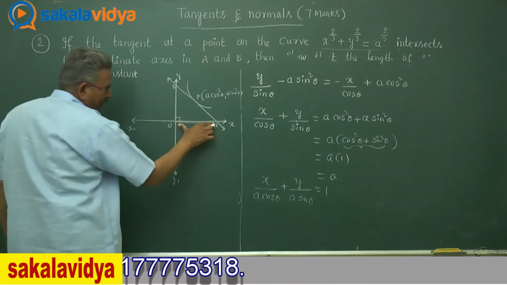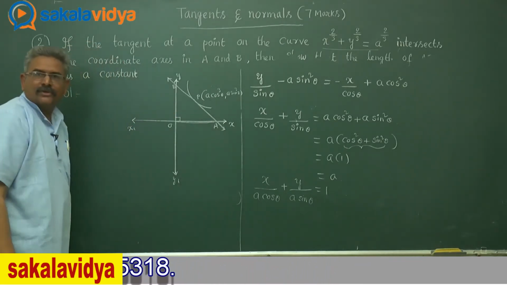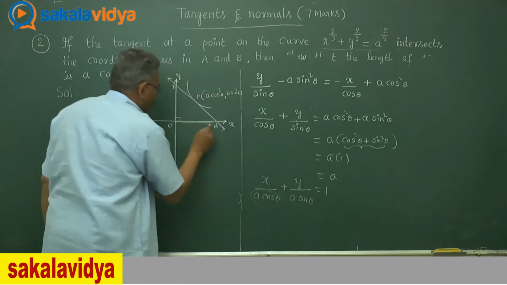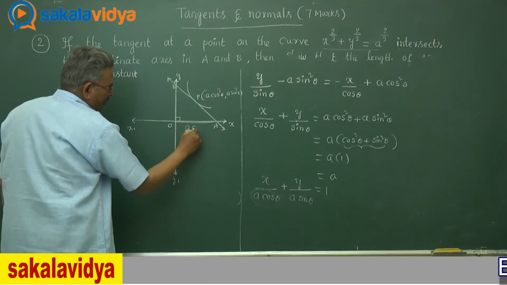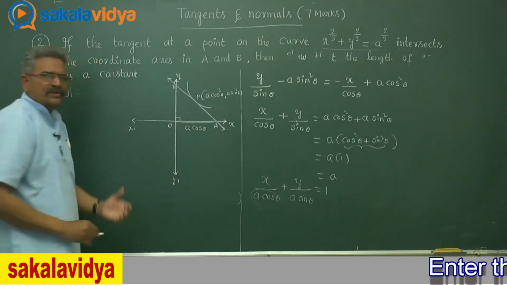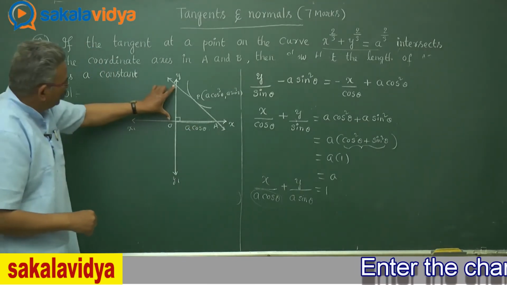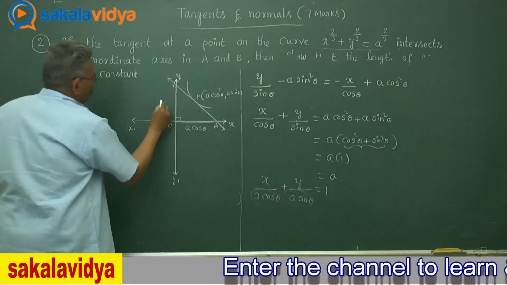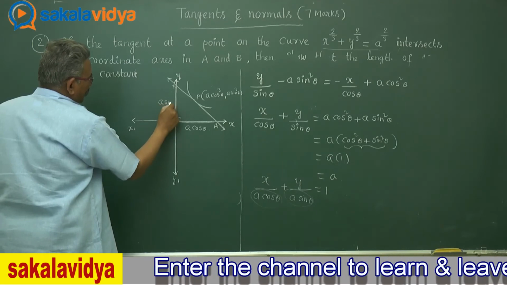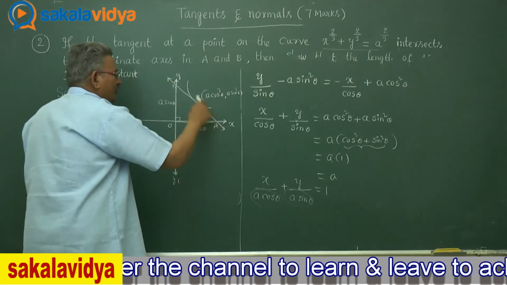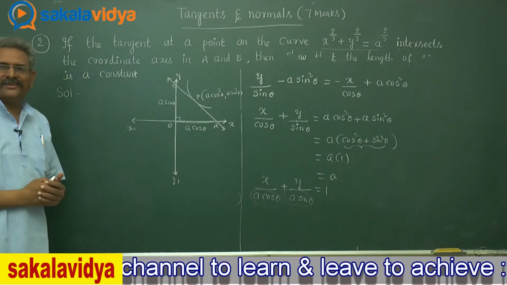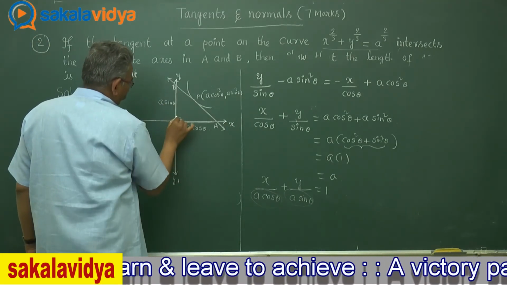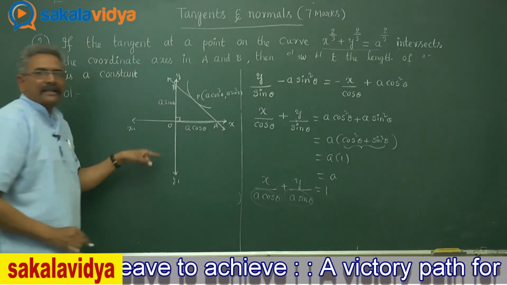OA is nothing but the x-intercept. So what is the x-intercept of this line? OA stands for a cos theta. So that means this is a cos theta. Now you can easily expect that OB is nothing but the y-intercept, that is a sin theta. So this becomes a sin theta. Now we need to find AB. Can you find it? Why not? The triangle OAB is a right angle triangle. From the right angle triangle, apply the Pythagoras theorem.